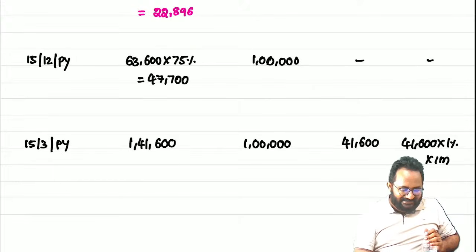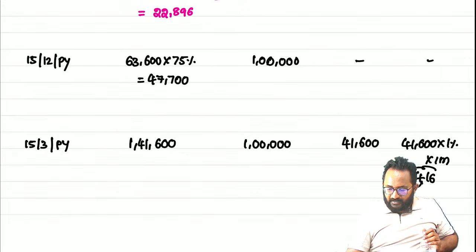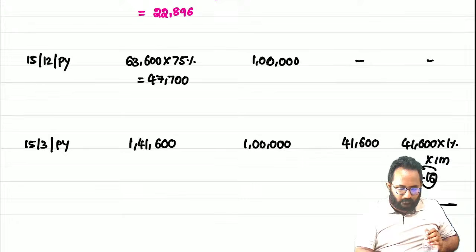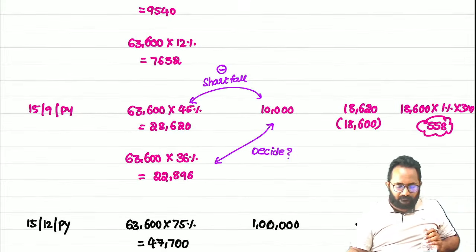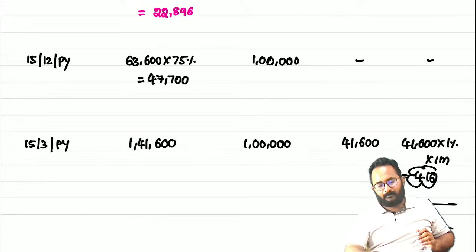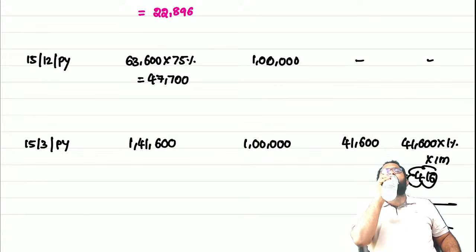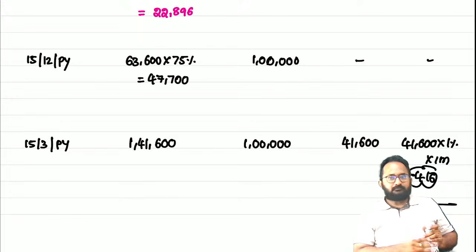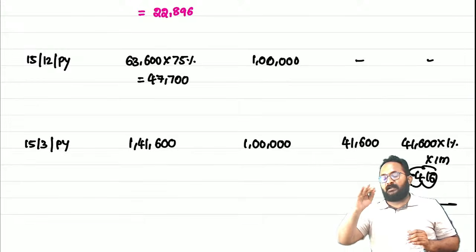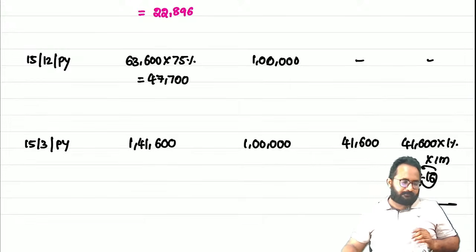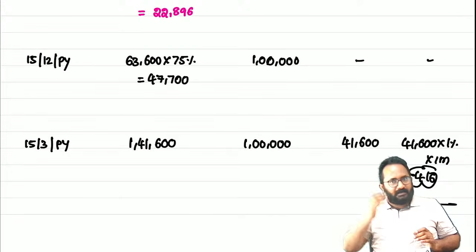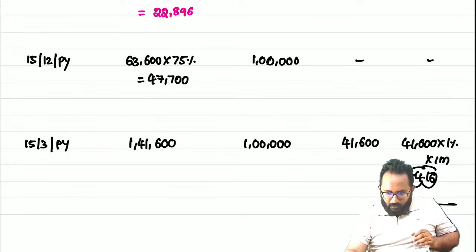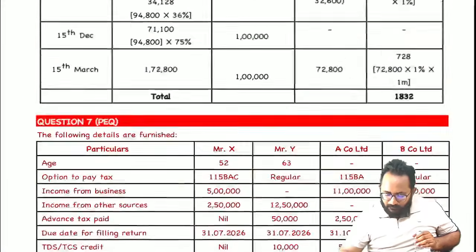41,600 into 1%. 416. So please tell me, interest under section 234C is 416 plus 558, 974. Done. 8 marks or 7 marks. Easy or difficult? Easy. Deferments you can calculate easily if you have knowledge about this.